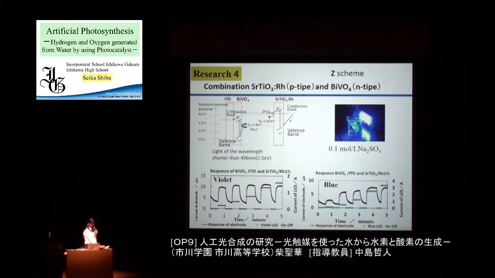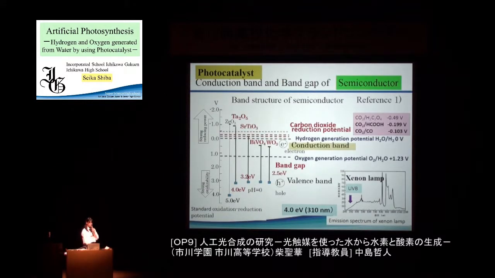Rhodium-doped strontium titanate, on the other hand, had an optical response without an external power supply by using violet and blue LED lights. To clarify, a photocatalyst is a semiconductor, and when it is irradiated with light, electrons appear on the conduction band. At the same time, there will be a hole on the valence band. Each place of oxidation-reduction potential is important.